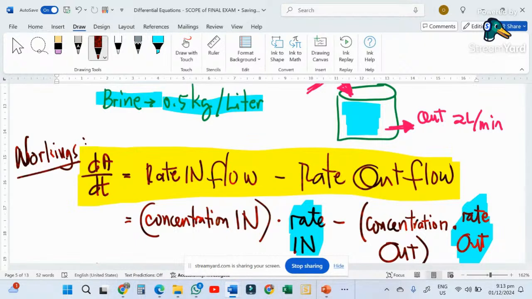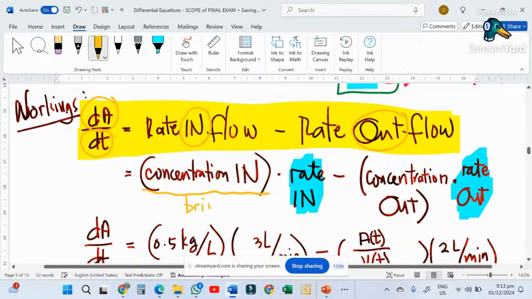The general formula to solve for a mixture problem in differential equations is the difference in amount, dA over dt with respect to t, is equal to the rate inflow minus the rate outflow. Rate inflow is defined as the concentration that goes in, in this particular question the brine solution. So the concentration going in times the rate going in, minus the concentration out times the rate out.